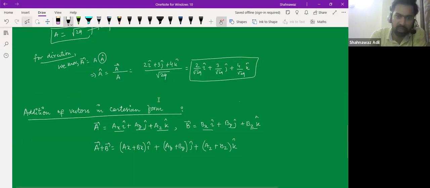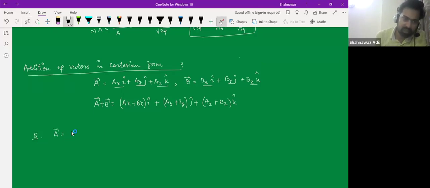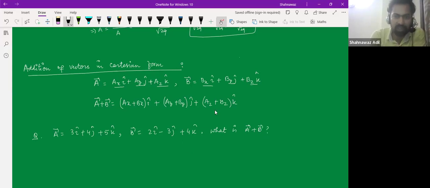Let's say we have a vector which is 3i plus 4j plus 5k, and then we have another vector which is 2i minus 3j plus 4k. Then what would be the addition of these two vectors? The question is, what is a plus b? This would be very simple.